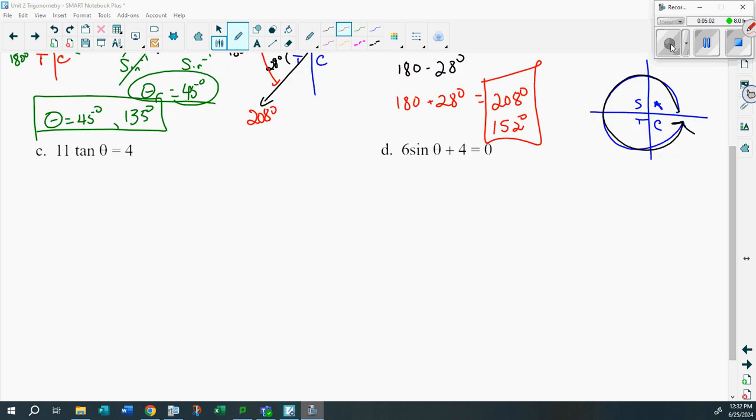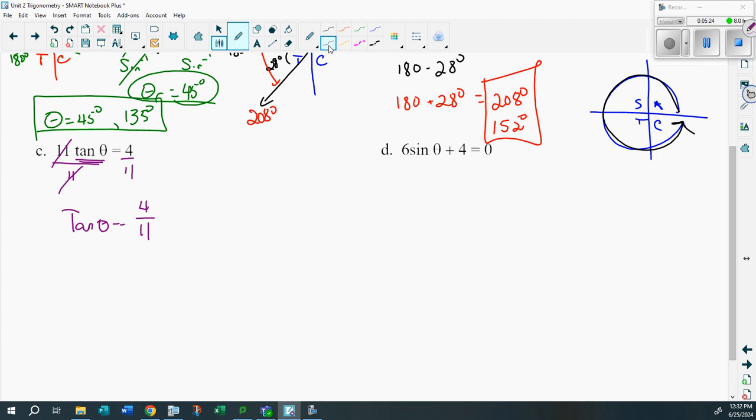But I'm all about making things a little bit more complicated. Woohoo! This ought to be fun. Okay, look at C. I don't know how to do this. Sure you do. First thing you have to do is isolate the tangent. So how do I do that? Simple. Divide both sides by 11. Done. Gone. This is the tangent of theta is 4 over 11.